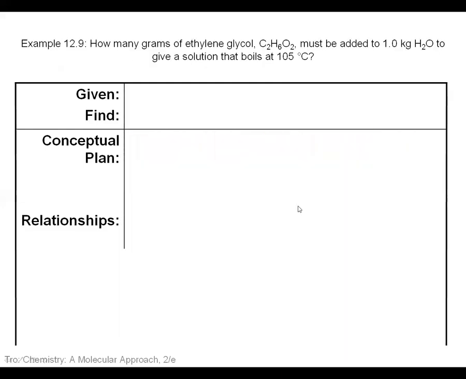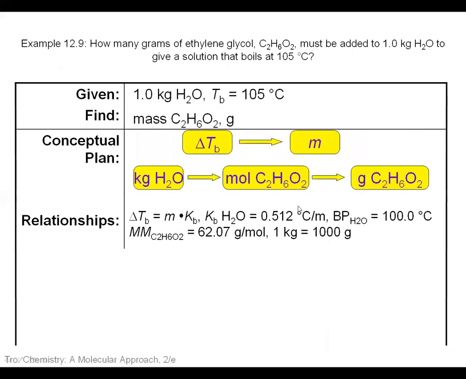All right, so why don't you try this one here and see what you come up with. We want to know how many grams of ethylene glycol must be added to 1 kilogram of water to give a solution that boils at 105 degrees Celsius. So some of the information that you need is right there on the screen. So why don't you take a couple of minutes and see what you come up with in this case, and then we'll talk about it.